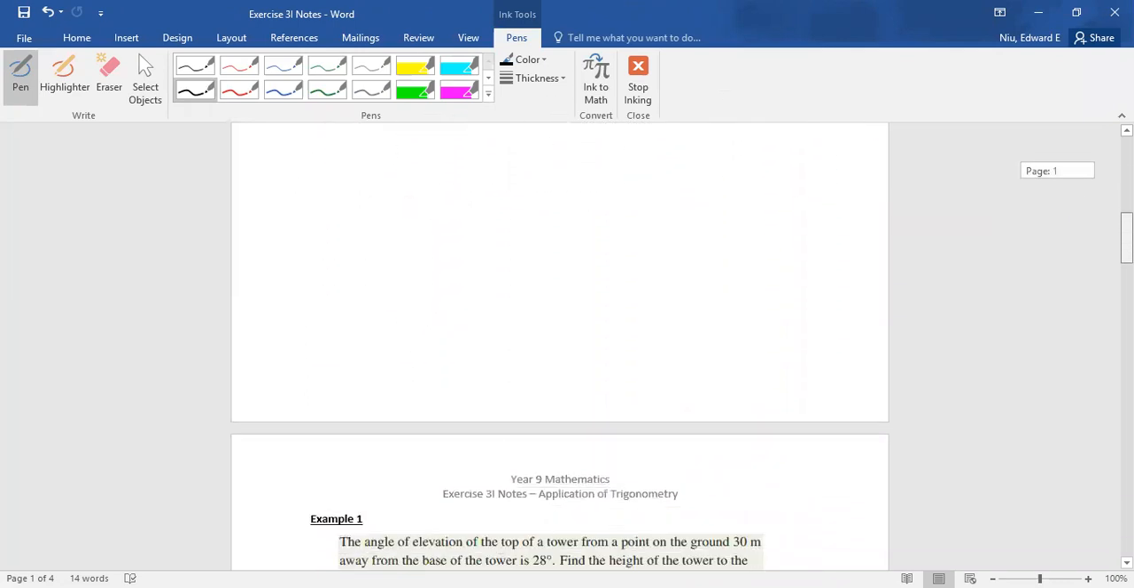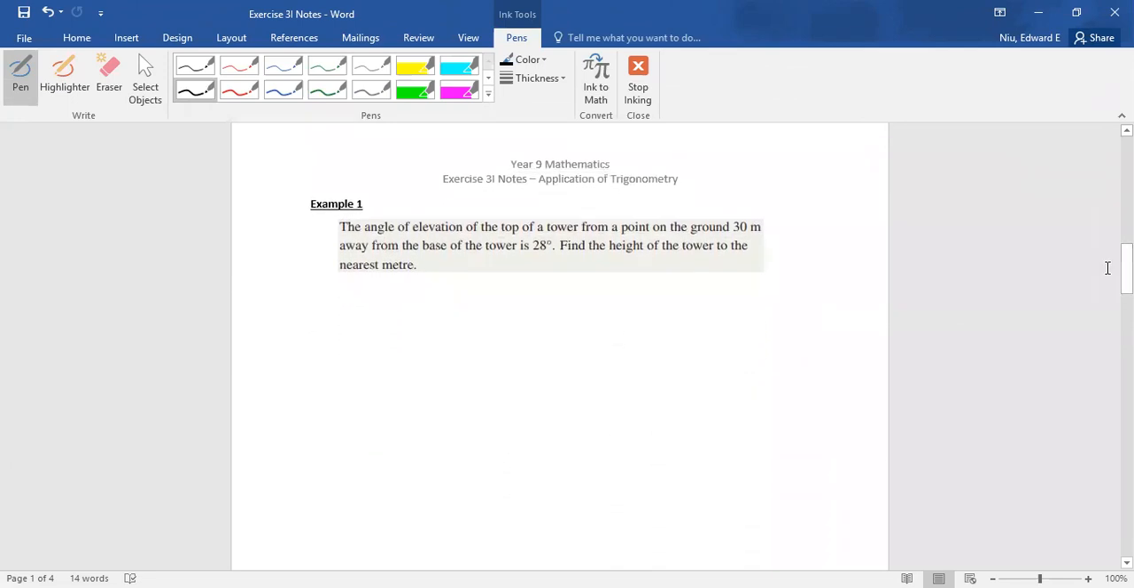Hopefully this makes more sense with some examples, so let's do one together. Or, matter of fact, let's do three together, because this is some pretty tough stuff for some of you who might not be able to read so well. Right, so straight away we've got to underline the key details. In example 1, they're telling us the angle of elevation from the top of a tower from a point on the ground 30 meters away from the base of the tower is 28 degrees. Find the height of the tower to the nearest meter.